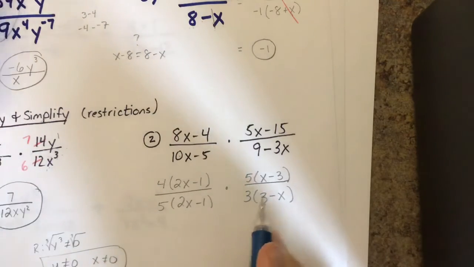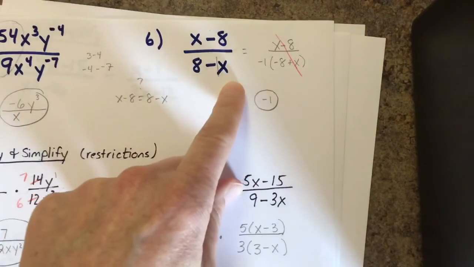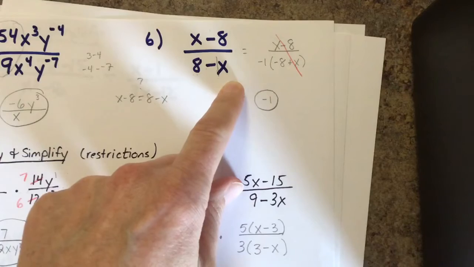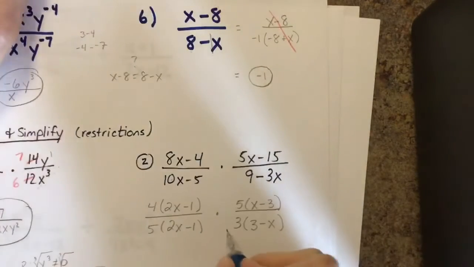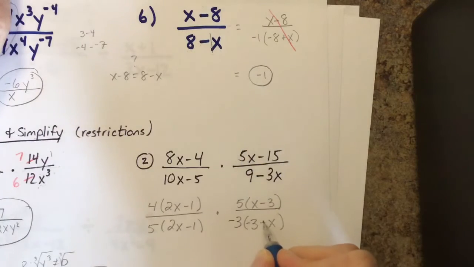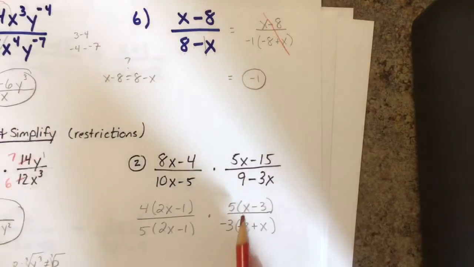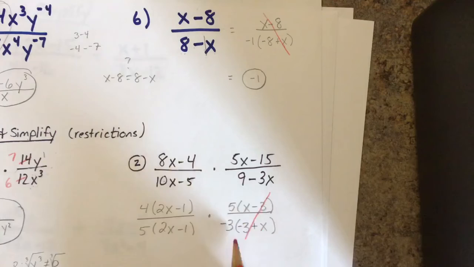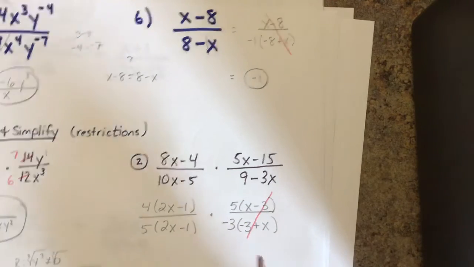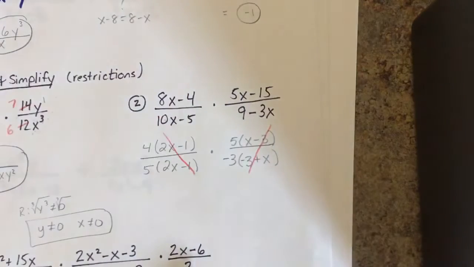Or, now what did we do when you had the same thing with a minus, but the order was switched? We took out the negative, so I'm going to take out a negative 3. That makes this a negative 3 and that a positive x. Then these will cancel. X's are positive, 3's are negative. And what else cancels? 2x minus 1.